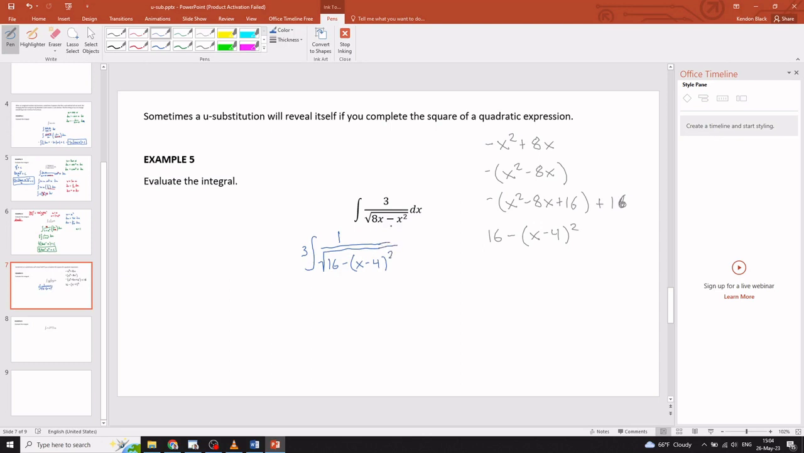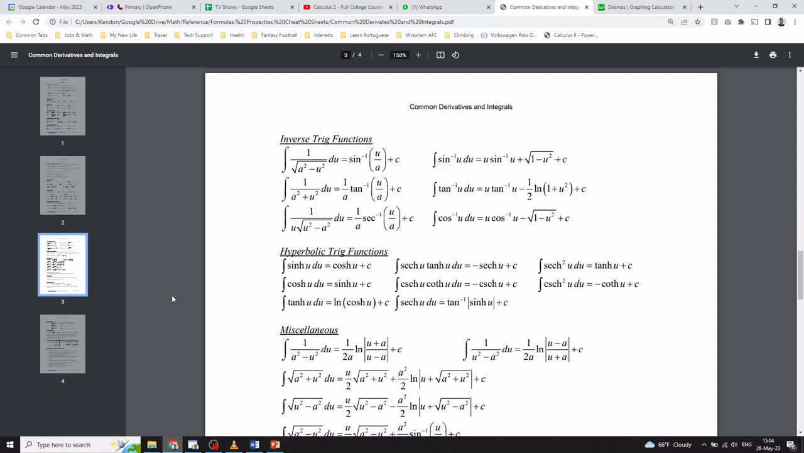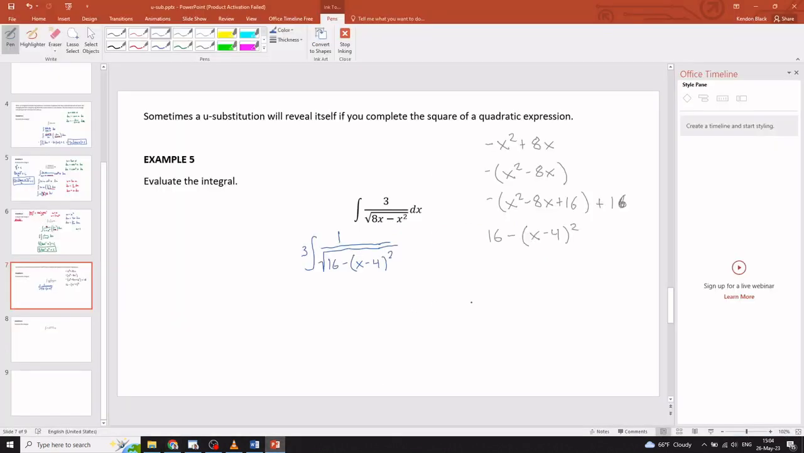Now, let's go back to the integration table. In the same section, we have this one that has the square root in the denominator. So we want to make the denominator look like the square root of a squared minus u squared, and then we can use this formula from the table. Okay, so that means our a squared would have to be 16. So a would be 4.